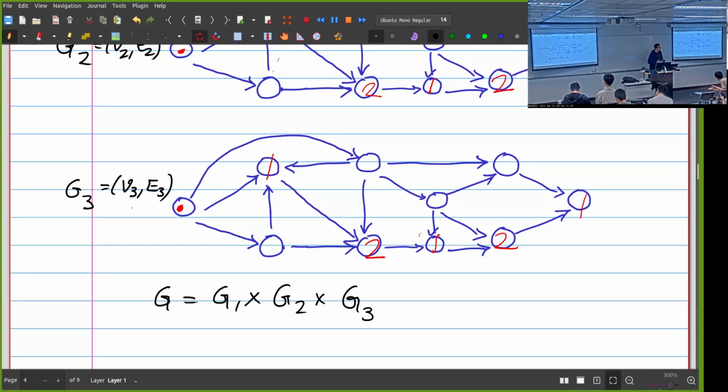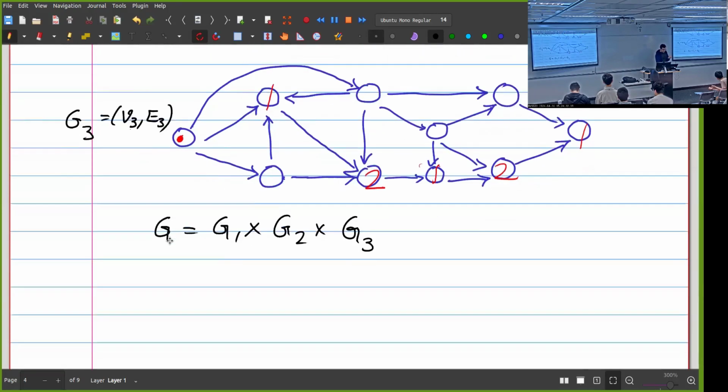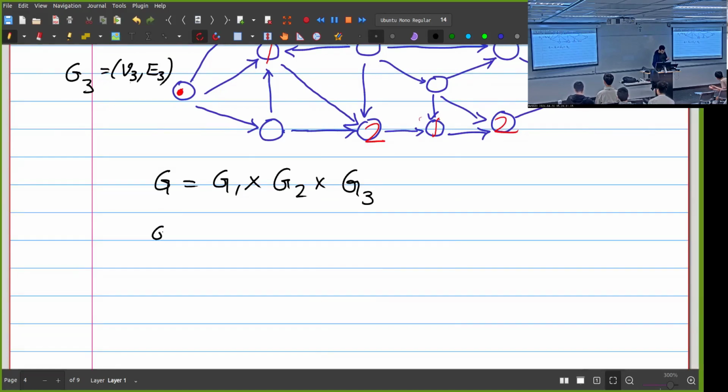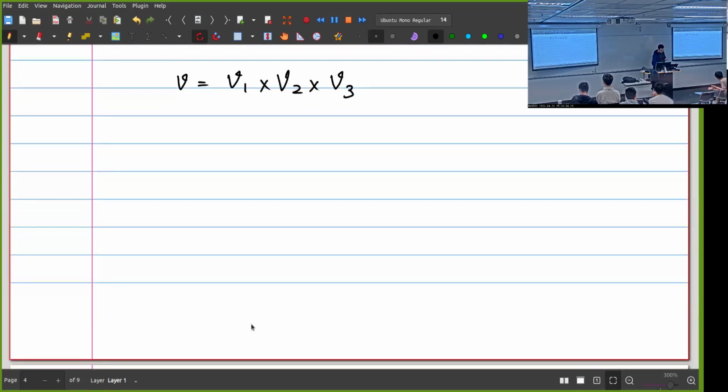So what is the state of my game overall? It's basically the state of 3 tokens. Where are my 3 tokens? So I can define a game G, and here, let's say my vertex set is V and edge set is E. And V is basically going to be V1 times V2 times V3. Every state of my game is just going to tell me where I am in G1, where I am in G2, and where I am in G3. So that's just the location of the three vertices.